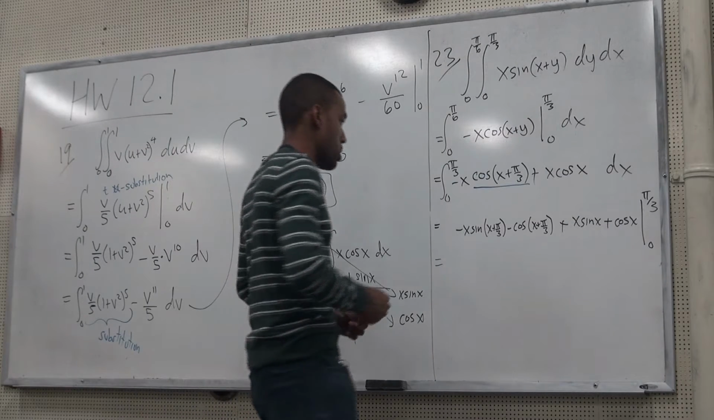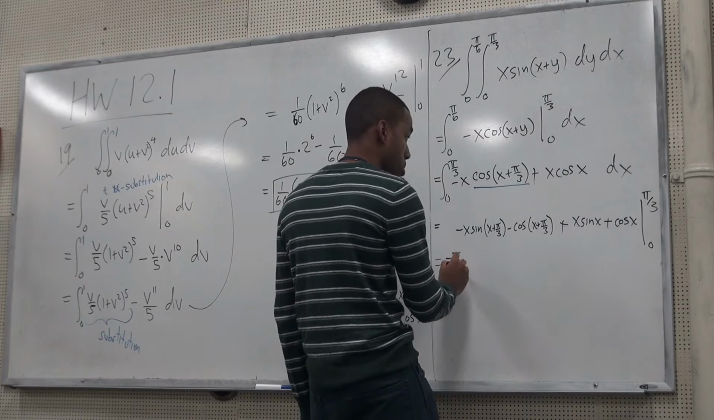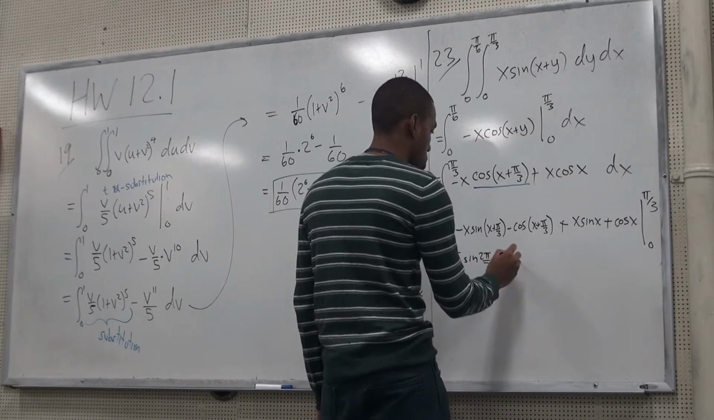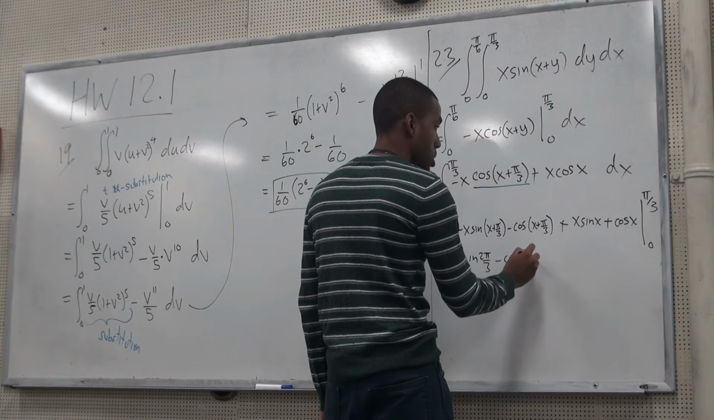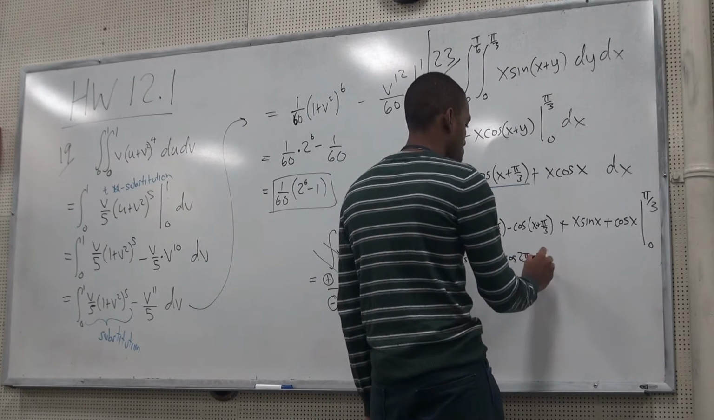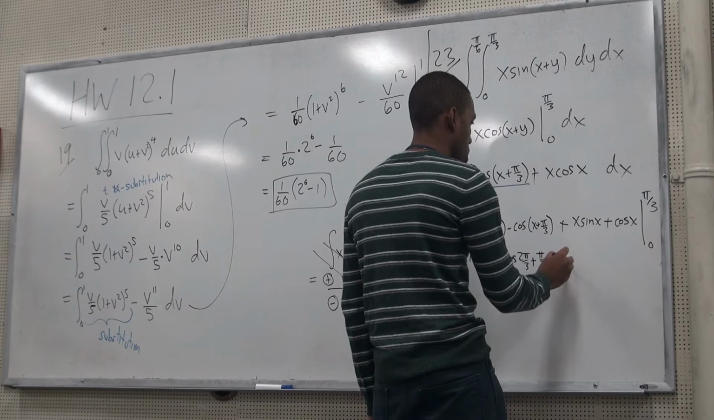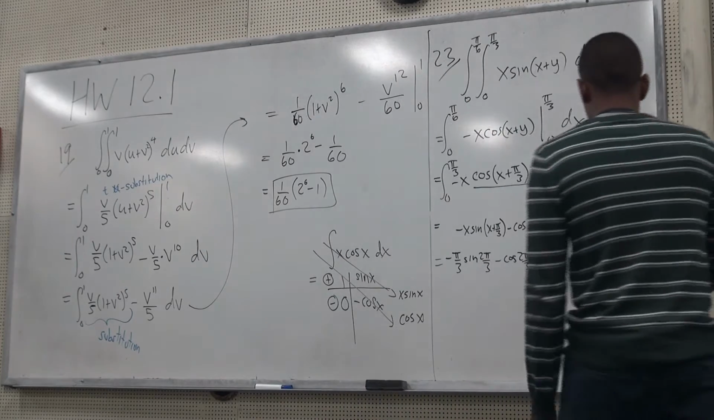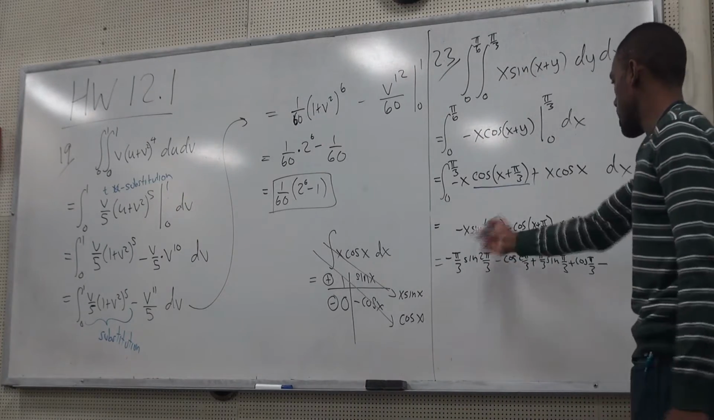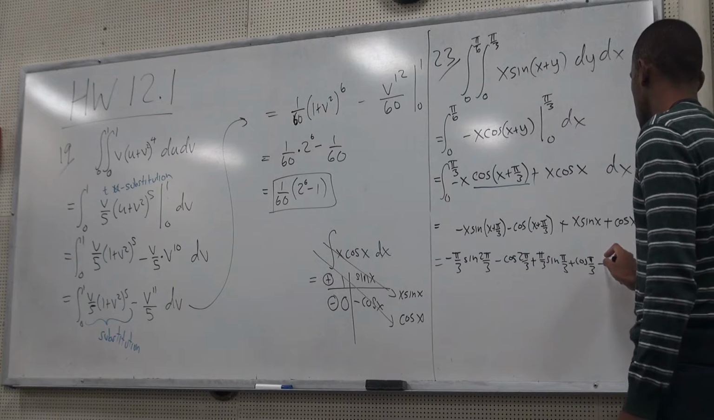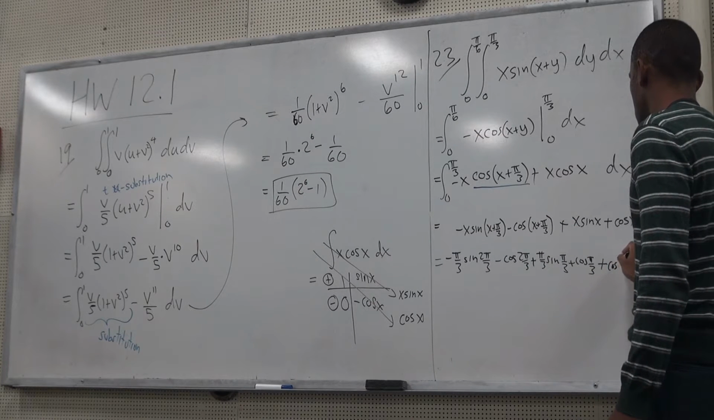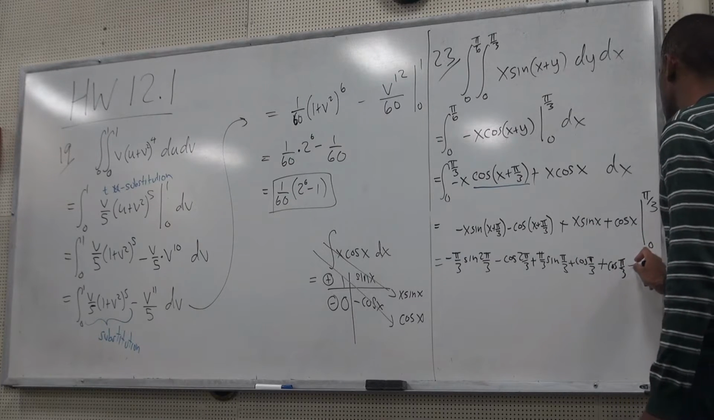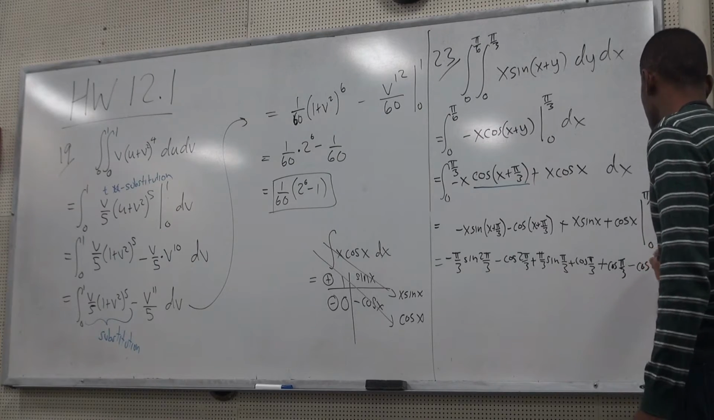And so now we just plug in the limits. So this is minus pi over 3 sine of 2 pi over 3, minus cosine of 2 pi over 3, plus pi over 3 sine of pi over 3, plus cosine of pi over 3, minus, now I'm going to plug in 0, that's going to die. This is just going to give me plus cosine pi over 3. That's going to be 0, that's going to be minus cosine 0.